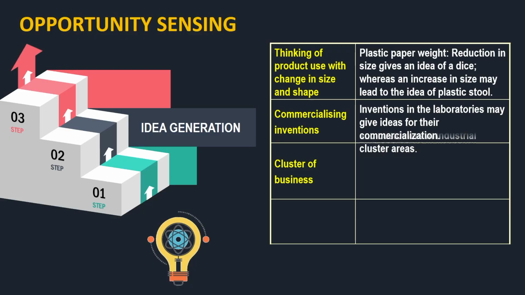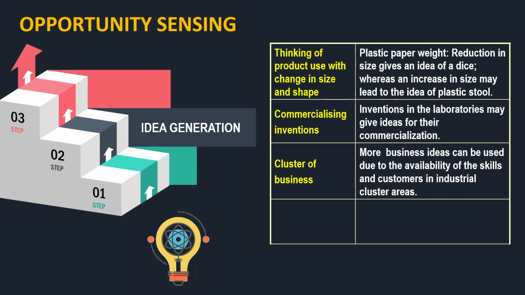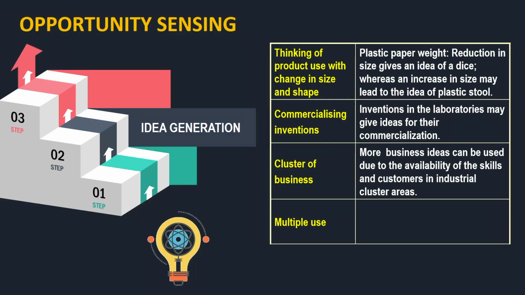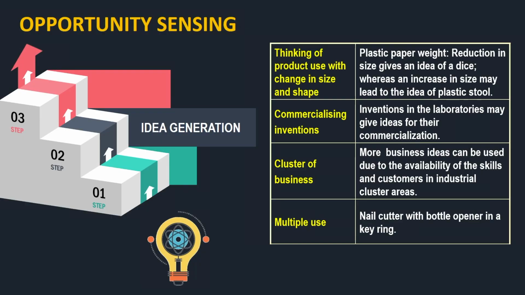More business ideas can arise due to the availability of skills and customers in that area. In an area with a lot of clusters, the employees are skillful, so their skills can be used in making some other products also. Then multiple use: certain uses are conveniently combined, giving ideas for new products, like a nail cutter with a bottle opener on a key ring. Even the Swiss knife, a small knife which has a lot of functions.